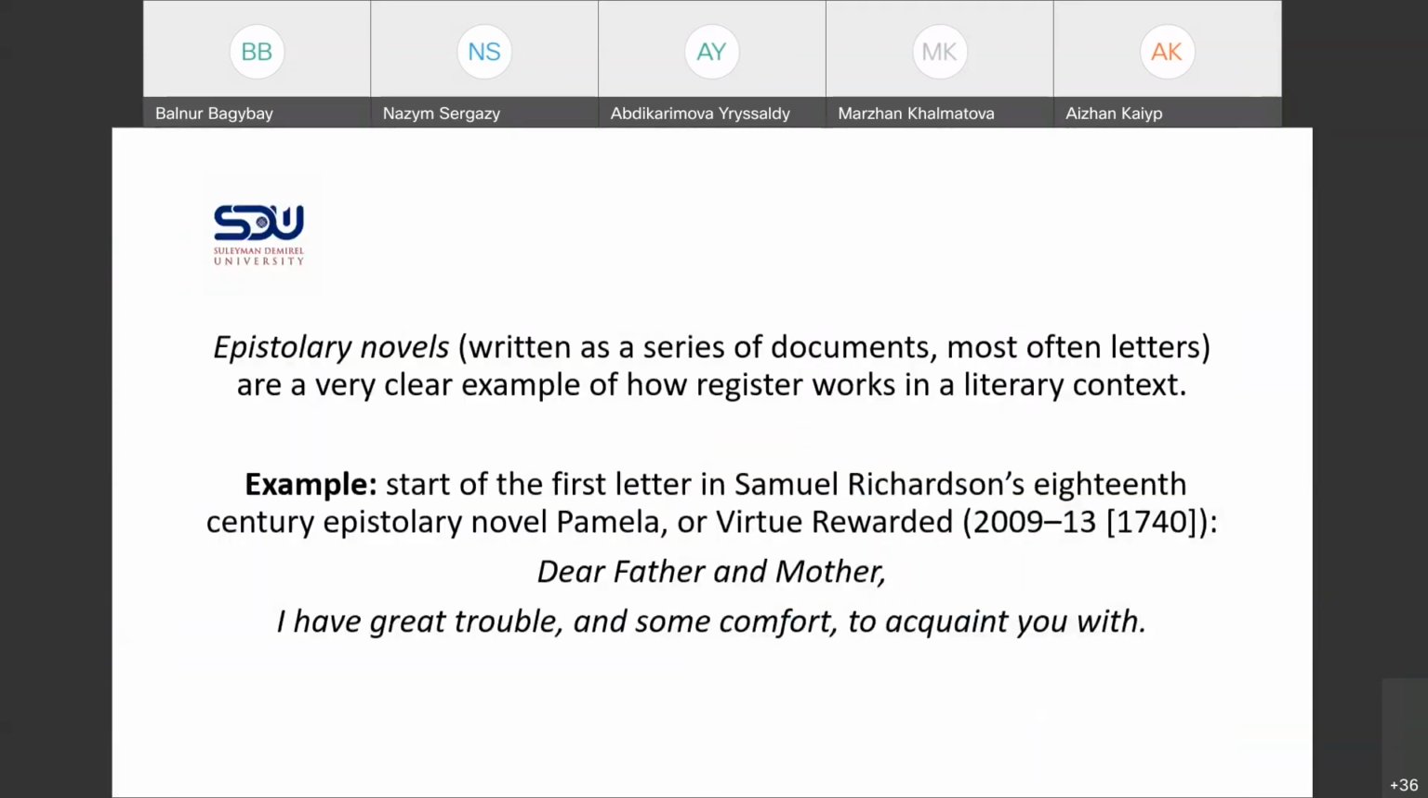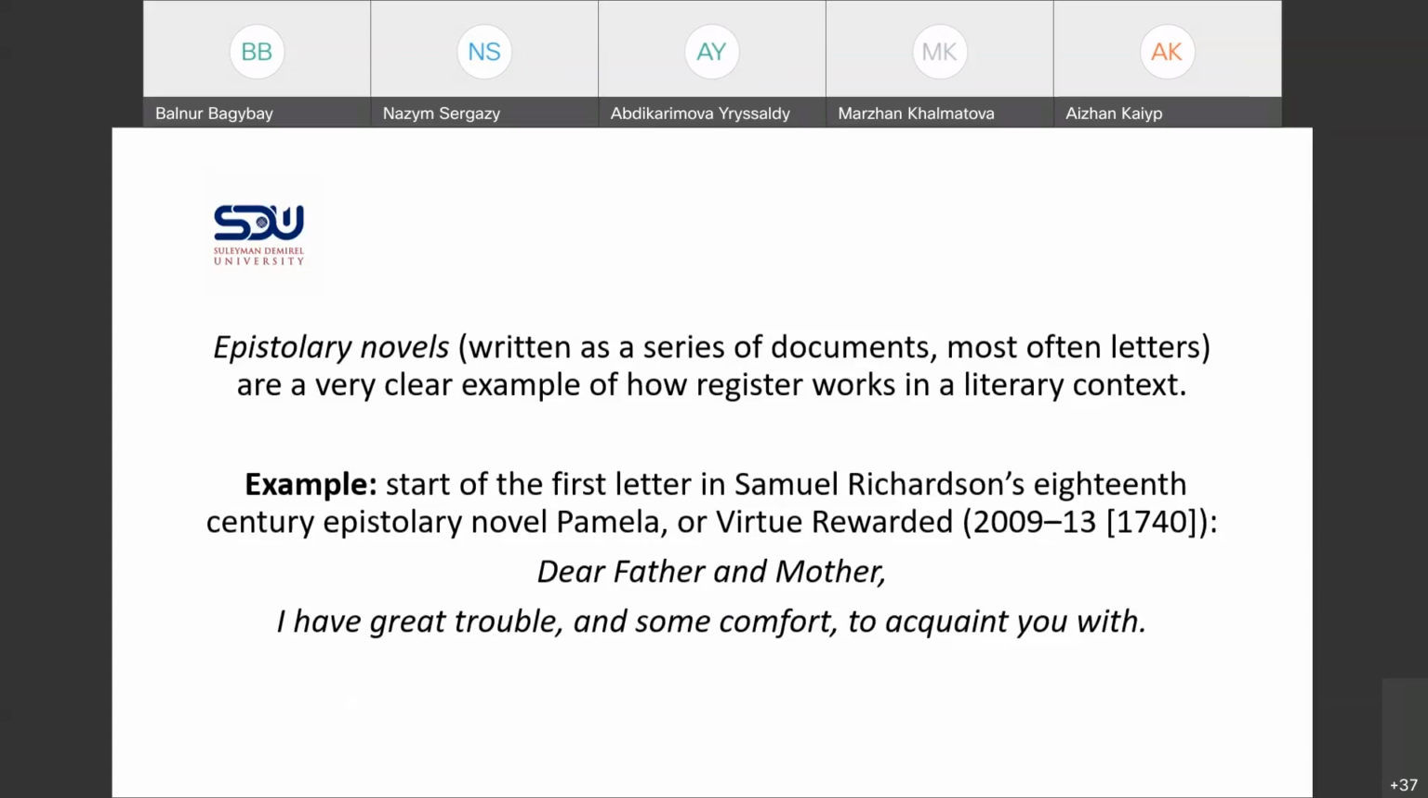Okay, so let's have a look at an example. The example is given from an epistolary novel. So what is an epistolary novel? You may probably have read it. Usually Jane Austen and other mainly British and French writers wrote novels in the epistolary genre. It is when the novel is written in the form of documents or letters. You may have met such a thing.